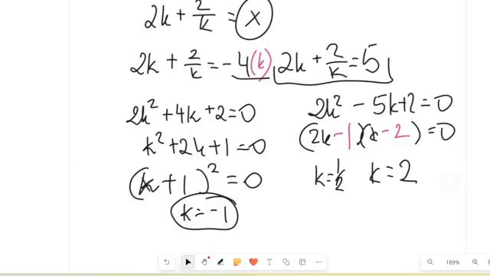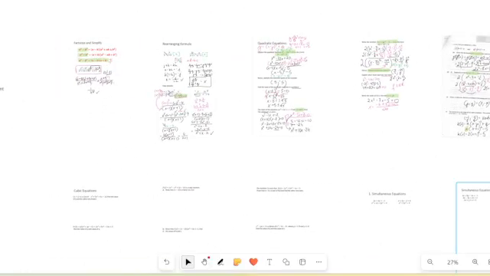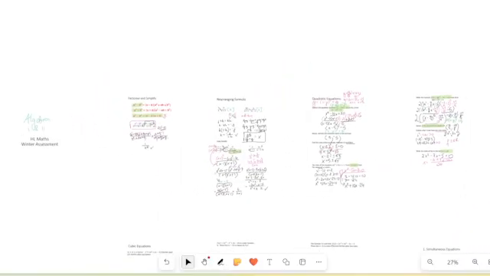So that's it when it comes to a quadratic equation and factorization. In my next video, I will focus on cubic functions and polynomials and also simultaneous equations.